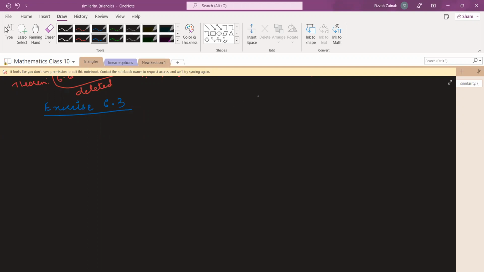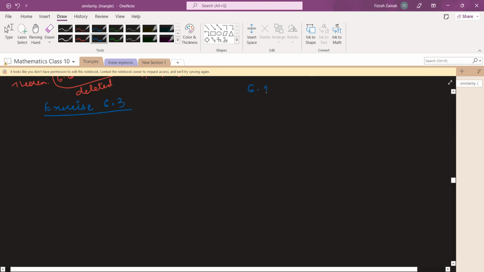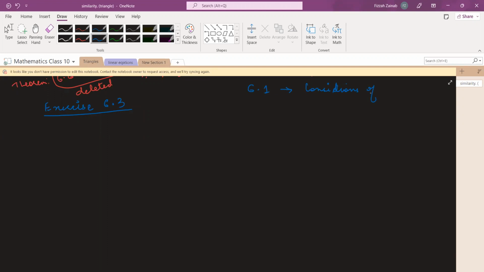Exercise 6.2 was only based on the basic proportionality theorem. Let us just go back. Exercise 6.1 was about the conditions of similarity. There were two conditions. If two triangles are similar, we need to show that angles are equal, and that sides are proportional, and both of them have to be satisfied together. So the first exercise was based on this. Then exercise 6.2 was based on the basic proportionality theorem and its converse. Now for 6.3, you have to study the criteria of similarity.